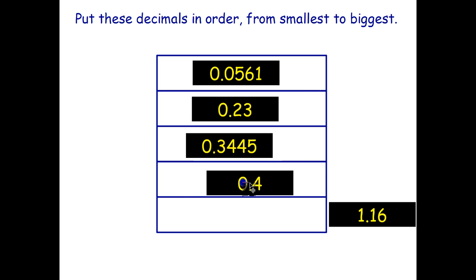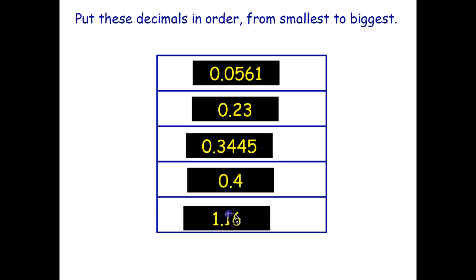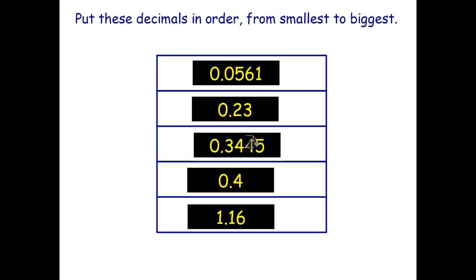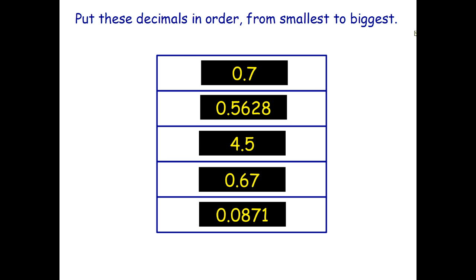So when you're comparing decimals, you don't just count or look at which one has the most digits. The secret is start from the left, compare the whole numbers in this case. Then compare the tenths, and if you have to, you compare the hundredths and so on. Okay, you have a go, please, at putting these decimals in order. Okay, let's see how you went.